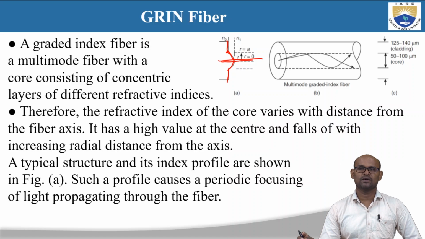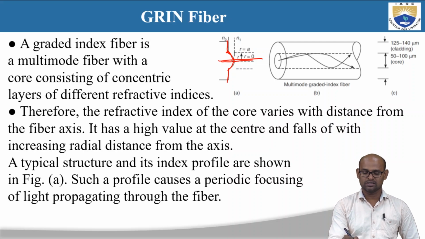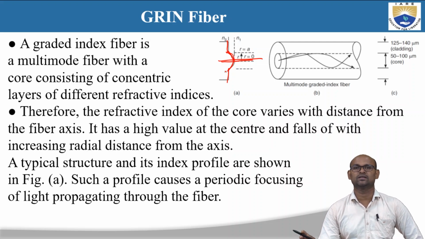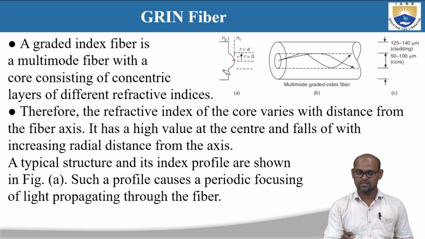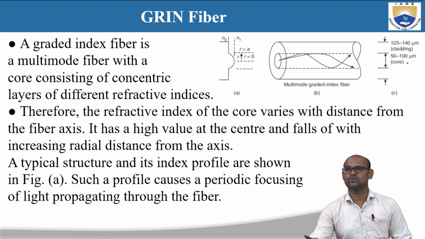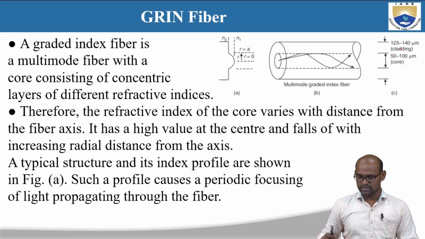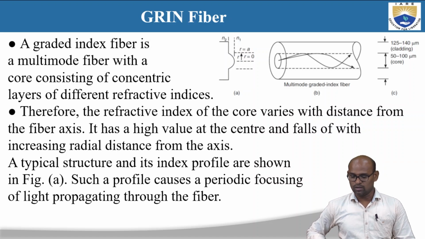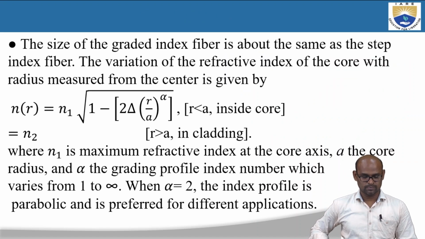So in graded index optical fiber, the refractive index is constant in the cladding, but it changes in the core. It is maximum at the center of the core and decreases towards the core cladding interface. So this is the structure of the graded index optical fiber, and the core diameter is around 50 to 100 micrometers, and the cladding is around 125 to 140 micrometers. This is the refractive index profile variation in core and cladding.